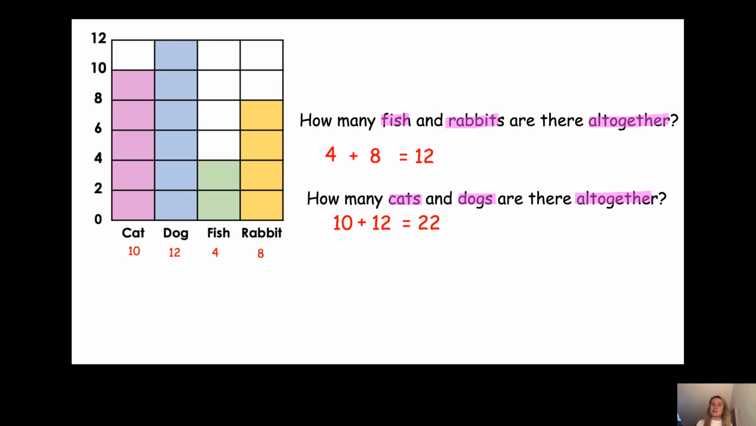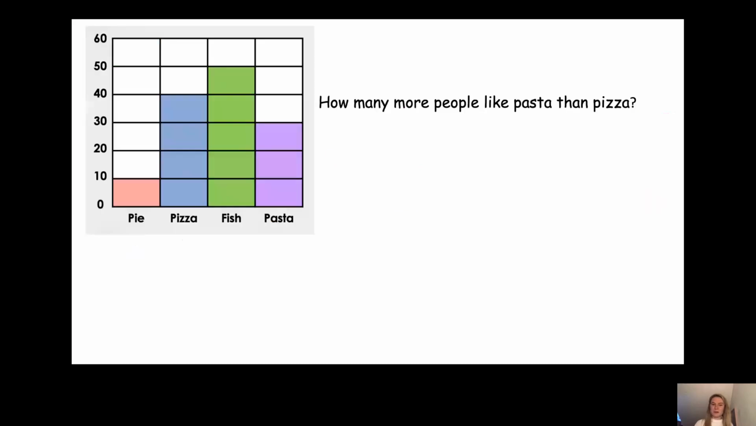Now, are you ready to look at the next question? Okay, so our next question is a different block diagram. And this one's a little bit different. How can you notice that it's different? Well, first of all, it is talking about food that people like. Okay, but what else is different? Have a look at the y-axis. Pause the video now and have a think.